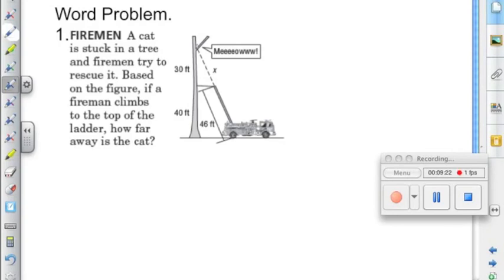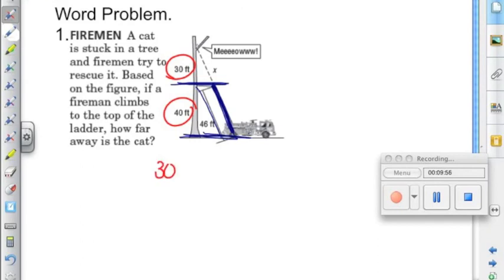We've got a cat that's stuck in a tree, and a fireman is trying to rescue it. Based on the figure, if a fireman climbs to the top of the ladder, how far away is the cat? Okay, so it looks like they got the ladder up here, this line, and this line are going to be parallel. And then we got to figure out how far the cat is, because this is actually where our line is. All right, so let's take a look. Again, I have parallel lines, so I'm thinking I'm going to do top 30 over bottom 40. So I'm going to take 30 over 40 equals X is the top, 46 is the bottom.